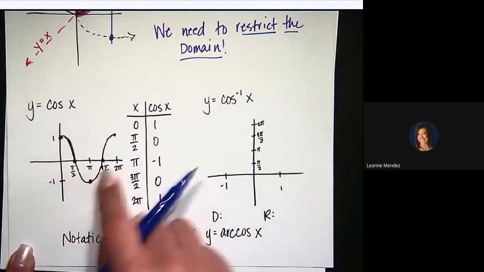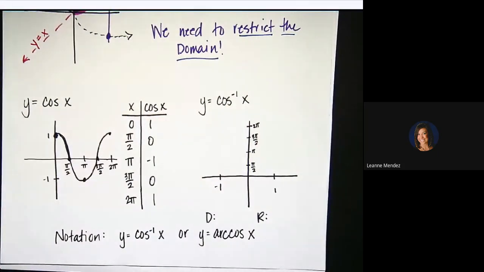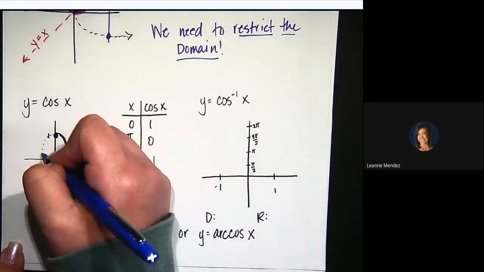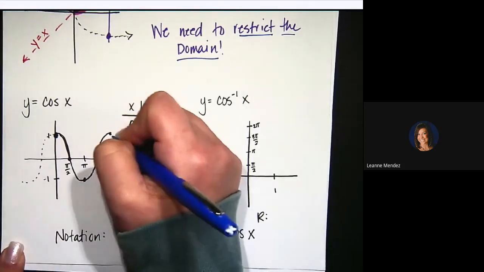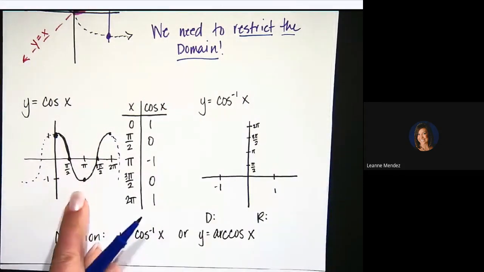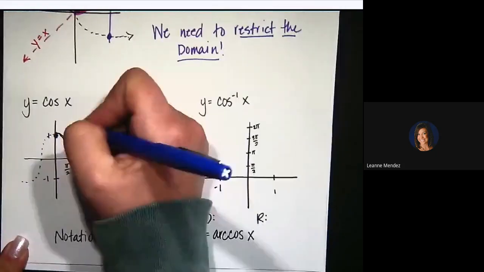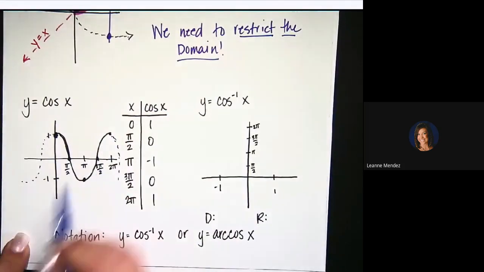So remember, here's my cosine. I start at 0, 1, and then I go down and then up. You know, this graph continues in both directions, although I've just drawn a portion of it. But right now, as this part of the graph is, this passes the vertical line test, but right now it fails the horizontal line test.